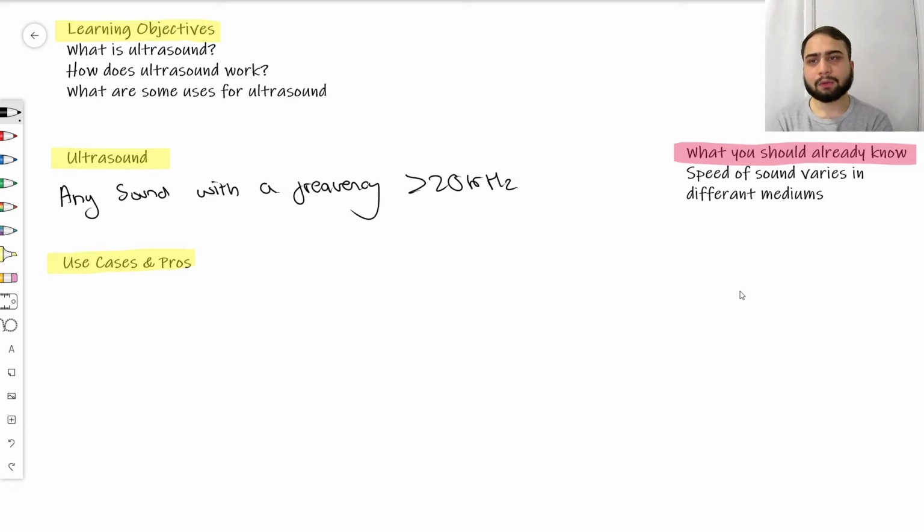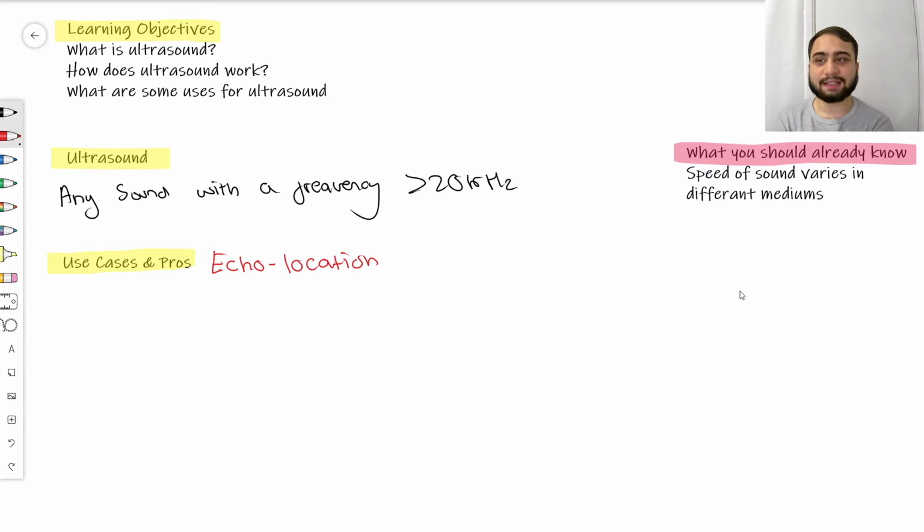Now, how do we actually use ultrasound in the real world and where do we use it? All ultrasound applications in the real world follow the principle of echolocation. If we break this word down, echo meaning reflected sound and location meaning where something is, you can sort of get an idea of what this actually means. This means using the reflected sounds of an object to find out where it is.